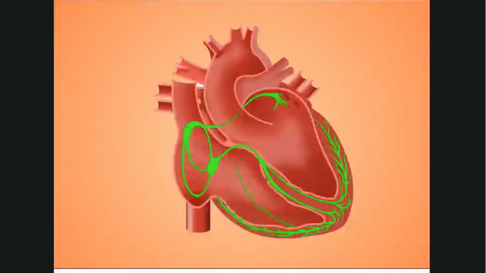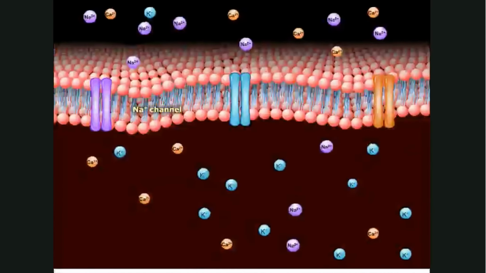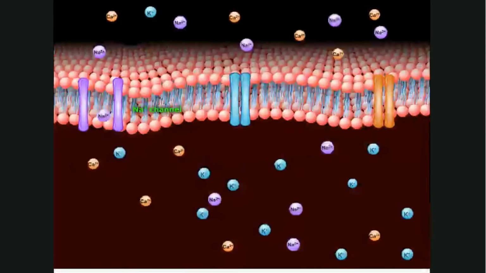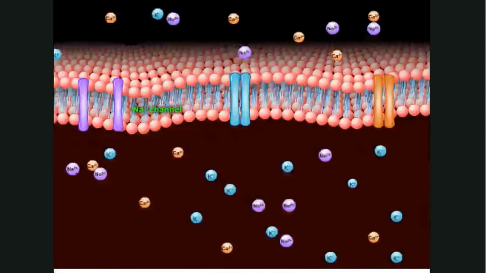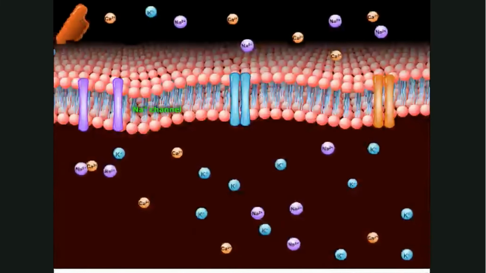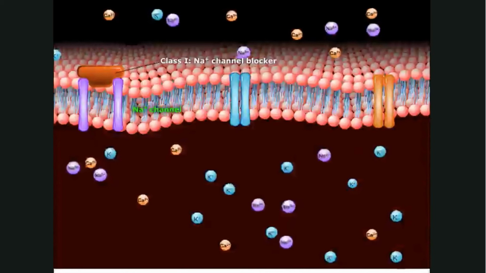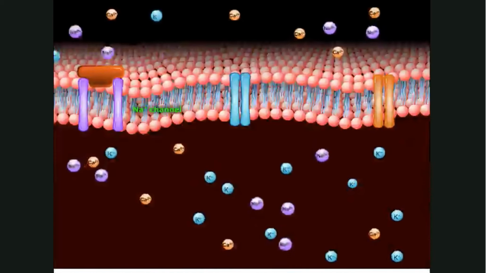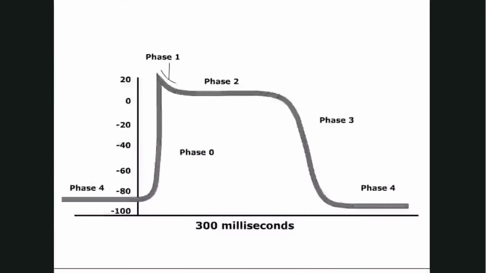Let's take a closer look at the ventricular wall and zoom in on a cardiac cell. Sodium channels open during phase 0 to allow influx of sodium into the cell, resulting in depolarization. Class 1 antiarrhythmic drugs are sodium channel blockers. They bind to and block the fast sodium channels. The steep slope of phase 0 depends on the rapid influx of sodium through fast sodium channels. Blocking these channels thus decreases the slope of phase 0. The amplitude of the action potential is therefore also decreased.